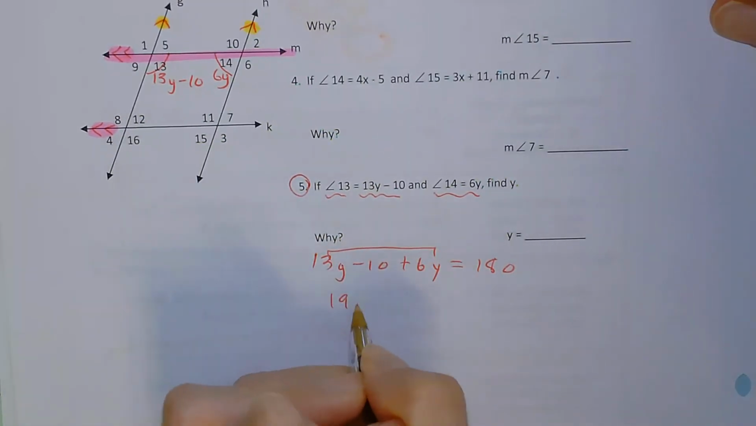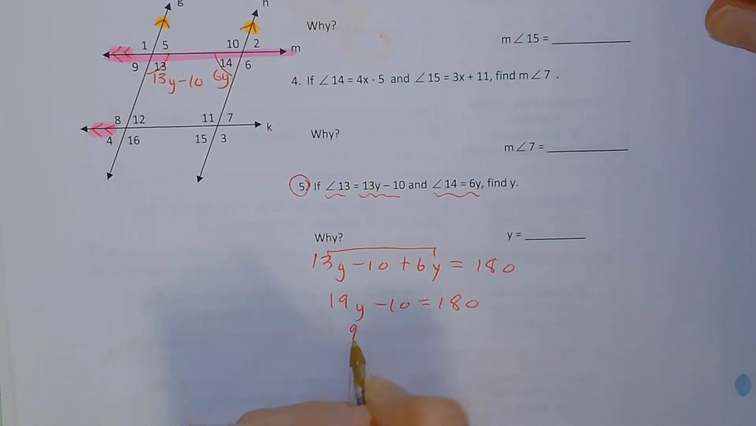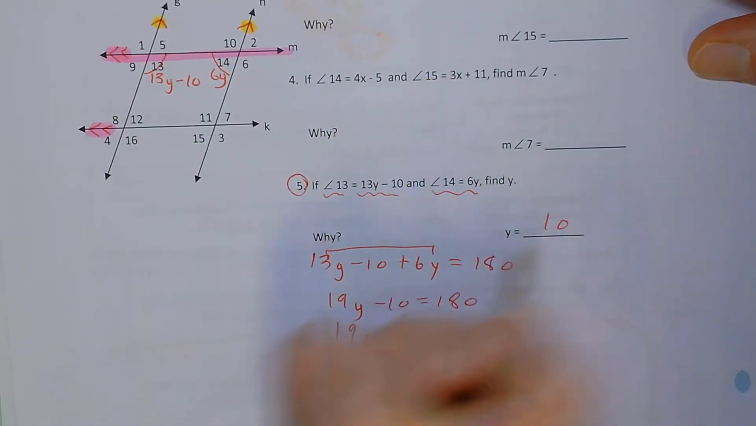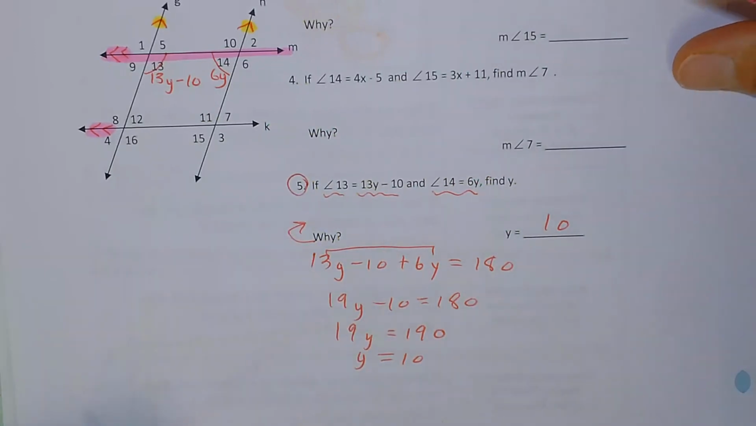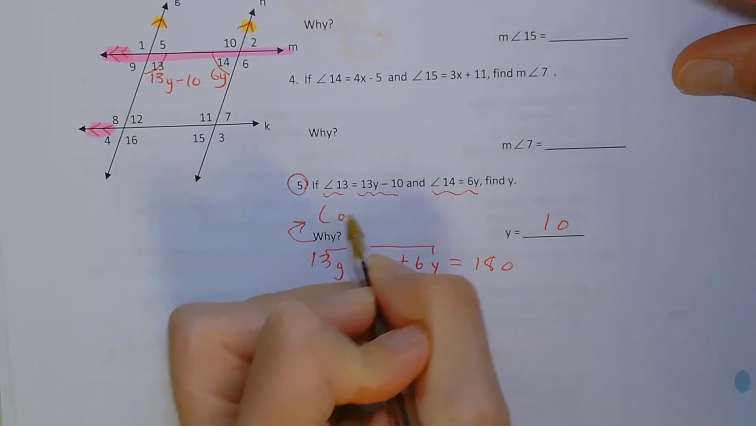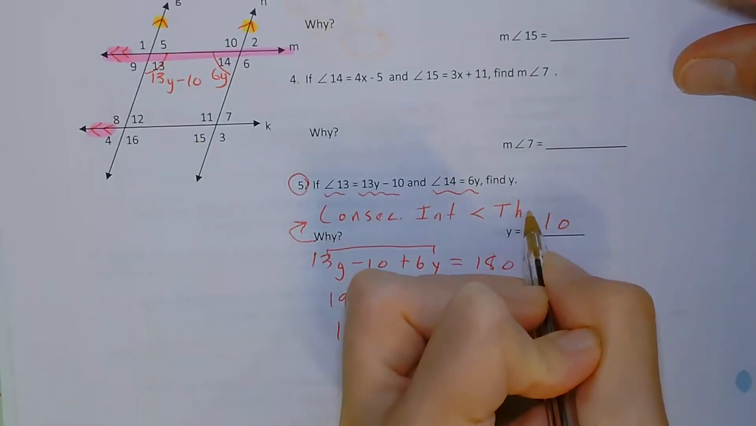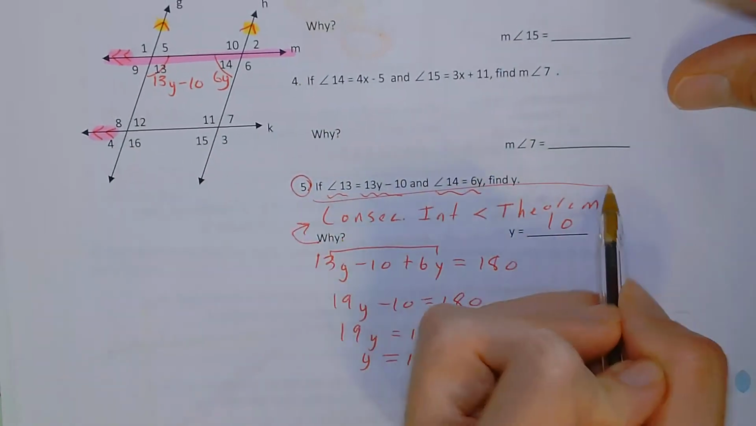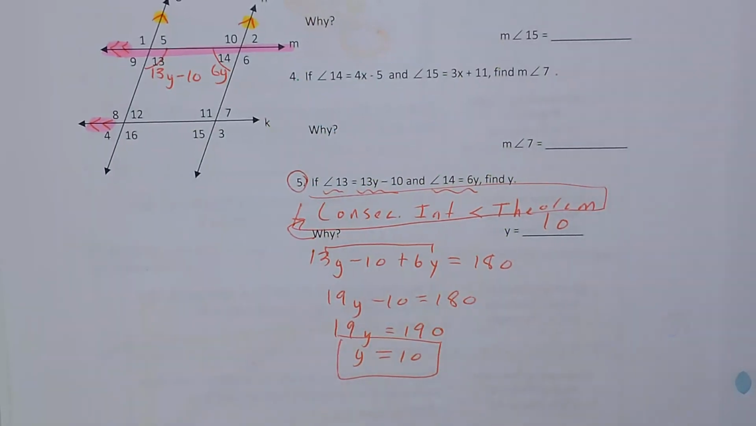So that's 19y minus 10 equals 180. 19y equals 190, y equals 10. So our y is 10, and the reason why, not the letter y, the reason why is we were allowed to use the consecutive interior angle theorem. And that's what allowed us to say that they were supplementary. So that is going to be the reason why, and then that's allowing you to find your variable.